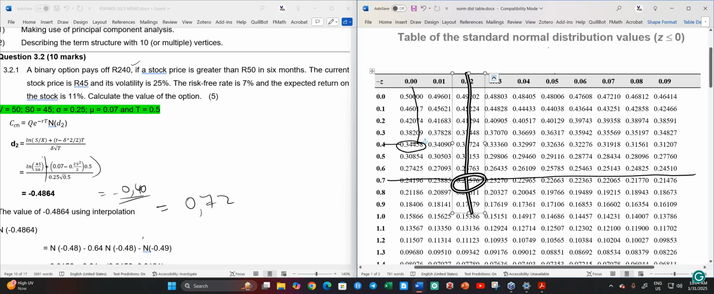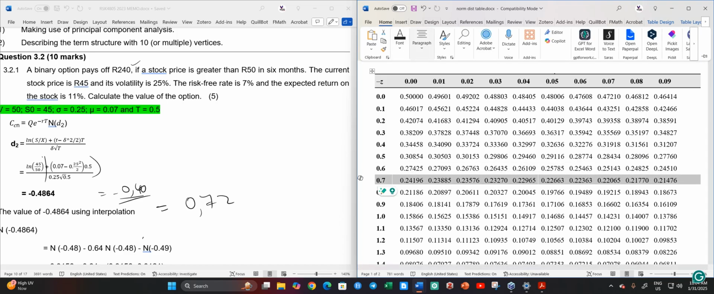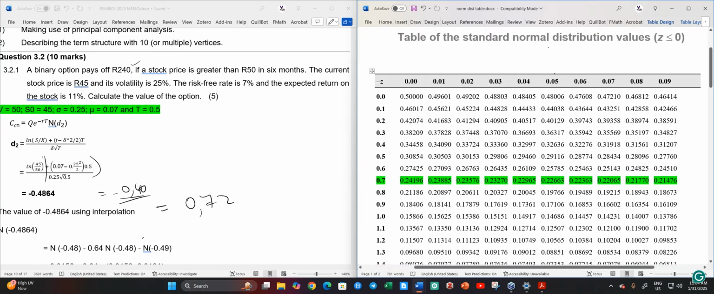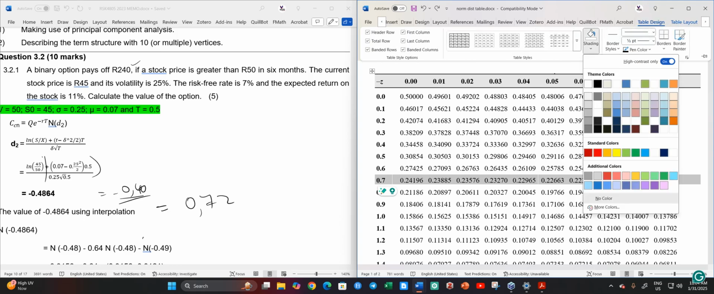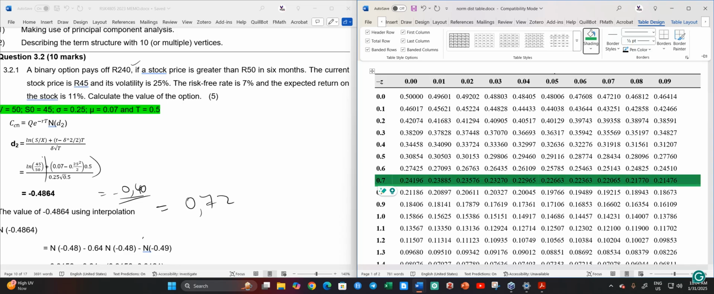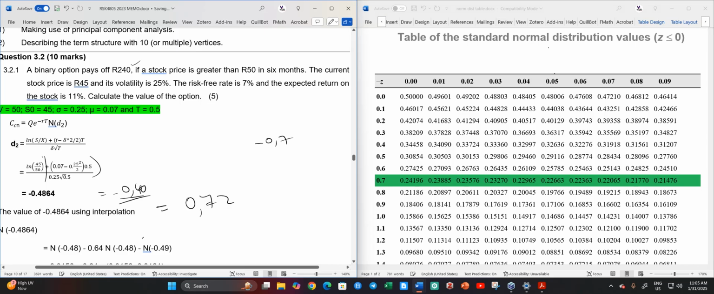To make it much clearer, I've presented it in a Word document. For minus 0.72, I can choose to highlight this straight line, right? And I come this side, I highlight this, maybe in a much clearer way. Okay, I come to our tables, I would highlight here. Then here, minus 0.7, I have minus 0.7.